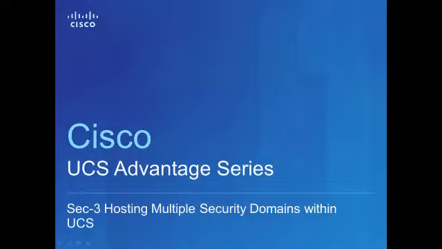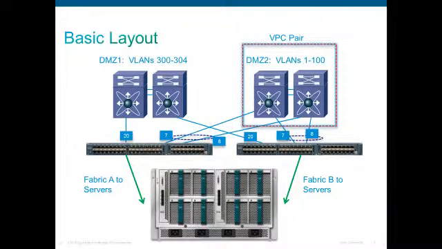This video is part of a series that's intended to show some of the unique advantages made possible by Cisco's server offering called the Unified Computing System, or UCS for short. This video will actually show methods that we use to host multiple security domains on a single UCS infrastructure. So we'll show this by showing a basic drawing of what we're going to demonstrate here in this video.